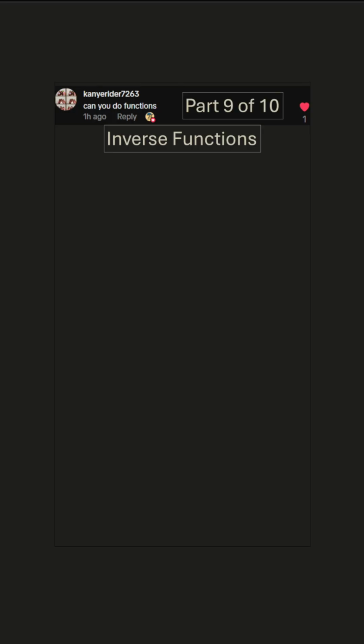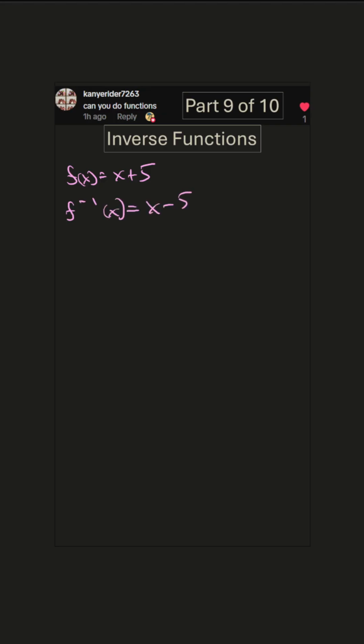Is there a way to undo what a function does? Yeah, it's called an inverse function. Let's talk about it. So let's say you have f of x equals x plus 5. A function takes an input and gives an output. An inverse function does the opposite. It takes that output and returns you to the original input. So this function adds 5, so the inverse should be subtract 5. So f inverse of x equals x minus 5.